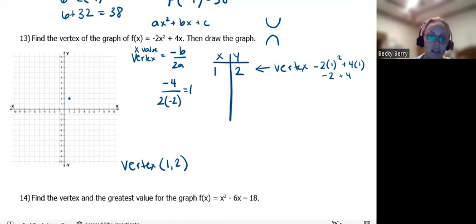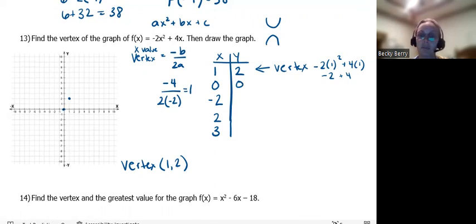So there's my vertex. Now, if I want to draw the graph, I need to plot a few more points. If this is my vertex, I might want to do 1 or 2 points on the left side and 1 or 2 points on the right side. So I'm going to choose 0, and then I'm going to skip to -2. On the other side, I'll choose 2 and 3. If I plug 0 in, I get 0 plus 0. Look at that. It's going to be at 0, 0.